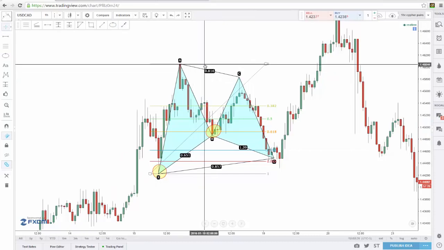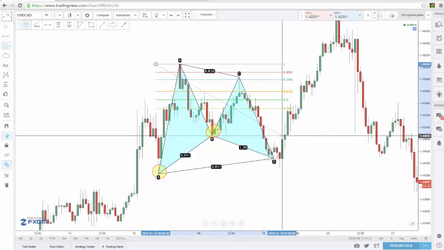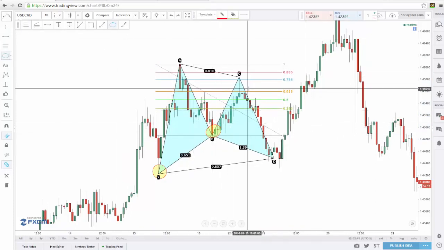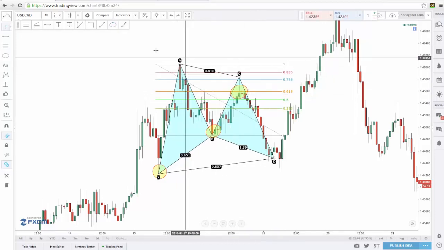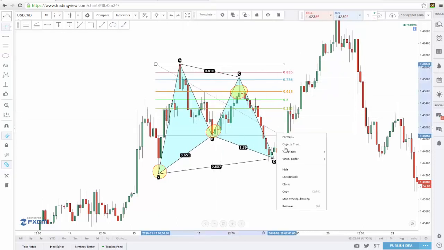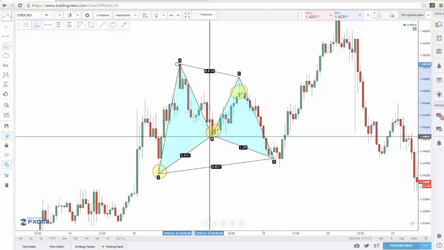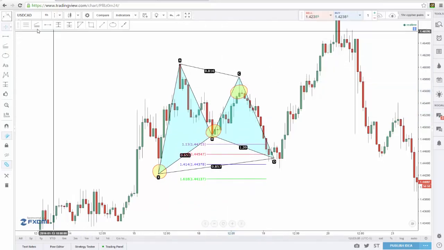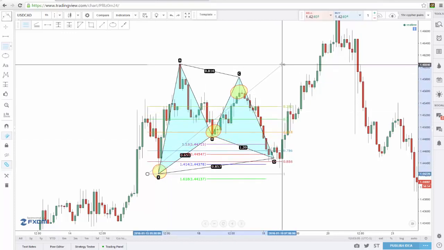Now then, from A down to B, we also want a 618 retracement. And we got that right here. And we did not break above our most previous swing high, our A leg. We did not break above it. So we know this is still a valid pattern. Now we'll bring on our 127 extension from A down to B and back up to A, to see if that aligns with a 786 retracement from X up to A.